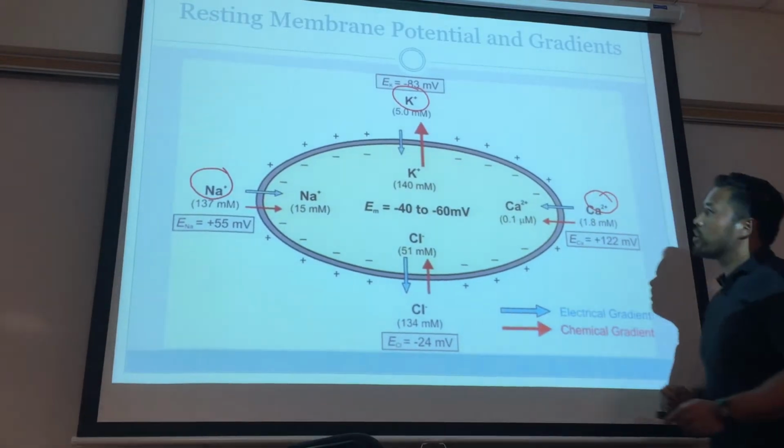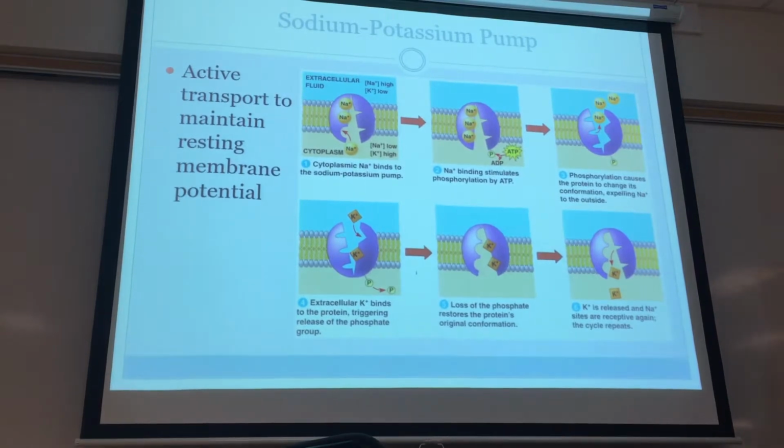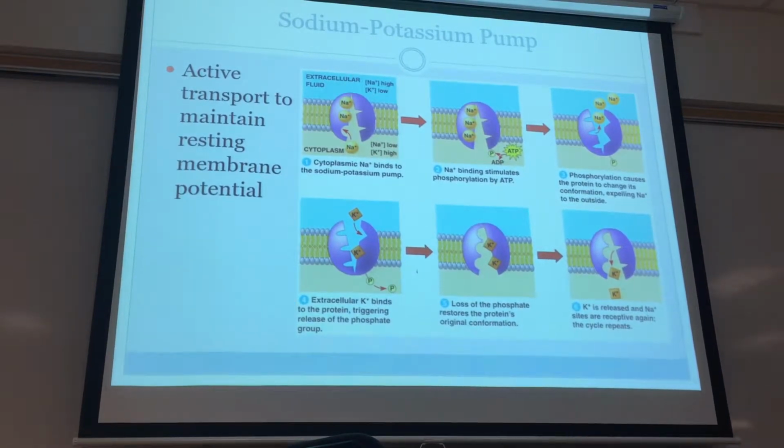Okay? And so that requires energy. Anytime we're pumping against the gradient, we have to look at the mechanisms of how the sodium-potassium pump works. When you look at what's taking place, we're trying to drive sodium out into the extracellular fluid, and we're trying to drive potassium back in. We get three sodium ions that bind to this pump right here.